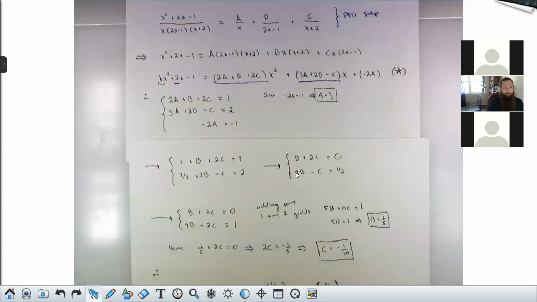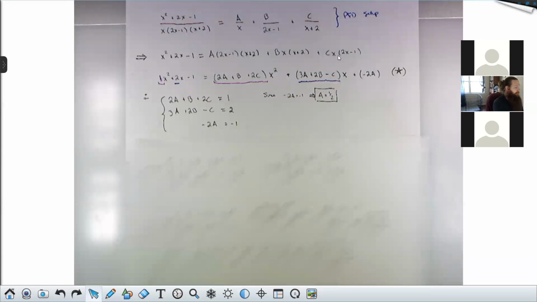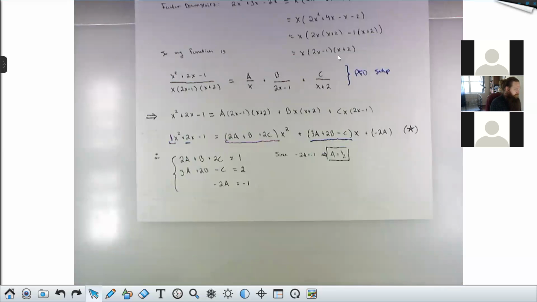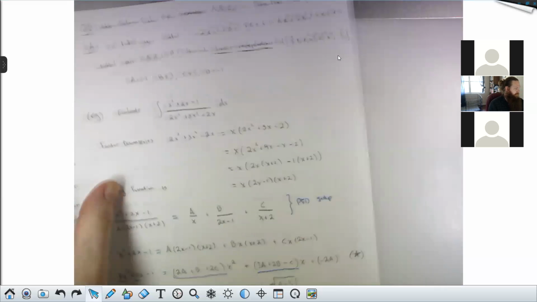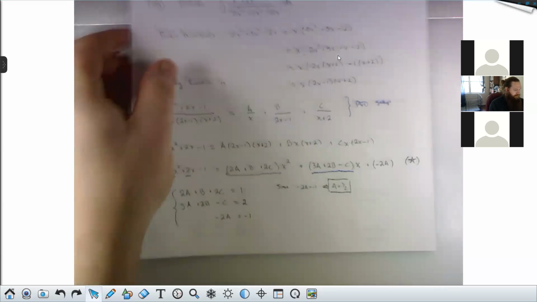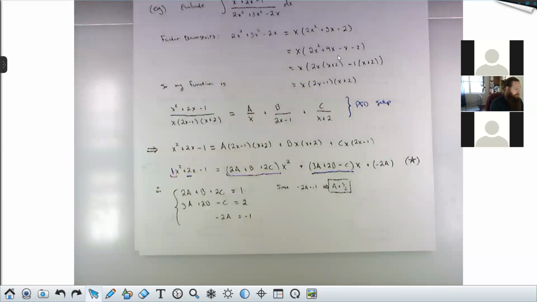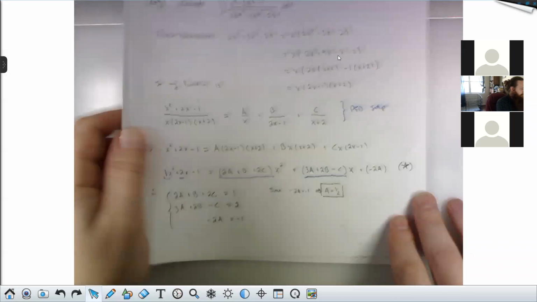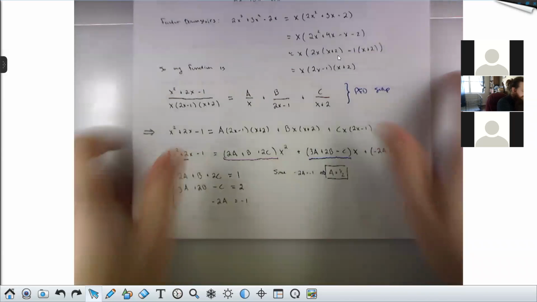Wouldn't it be nice if I could go quickly from this line to having A, B, and C? The answer is yes. Yes, it would be nice. And thankfully, sometimes we can. So what I'm going to do now is go back to this step and show you a quick way to recover the constants A, B, and C. And this will be the last thing that I show you guys today.